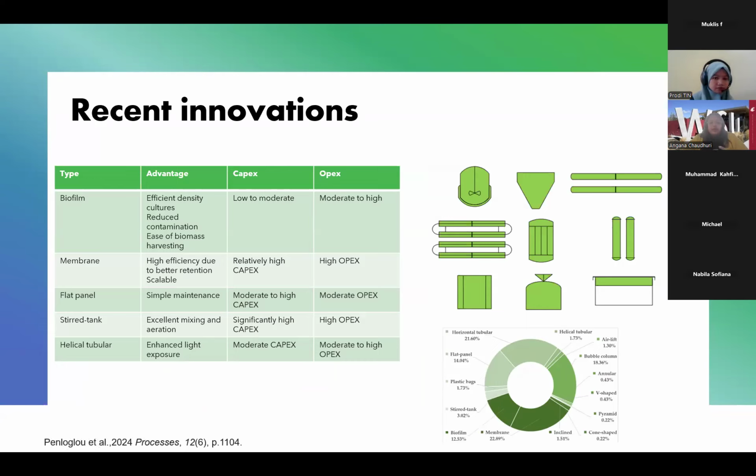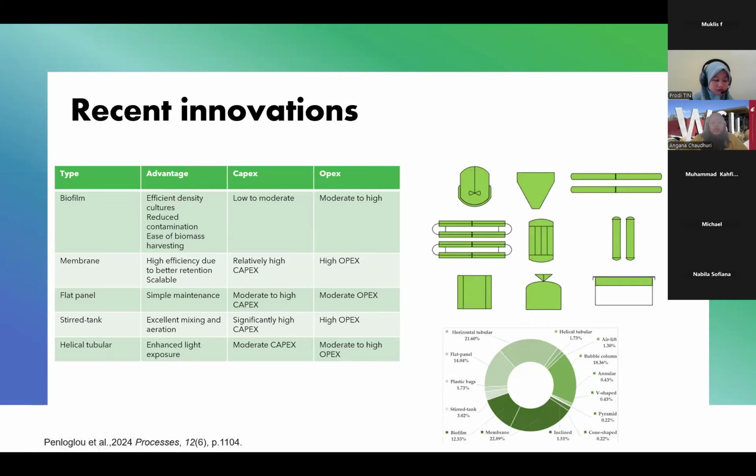Now with these, the closed and the open bioreactors, they have some recent innovations as well, which are being used. This pie chart shows how they are using horizontal tubular bioreactor, helical tubular airlift, bubble column, and cone shaped and membrane, plastic bags, flat panel and plastic bags. Now, among these, we can see that the horizontal tubular is getting used a lot recently. But at the same time, a biofilm bioreactor is also something which is getting recent attention. And all of these can be sorted according to their capex and opex and advantages.